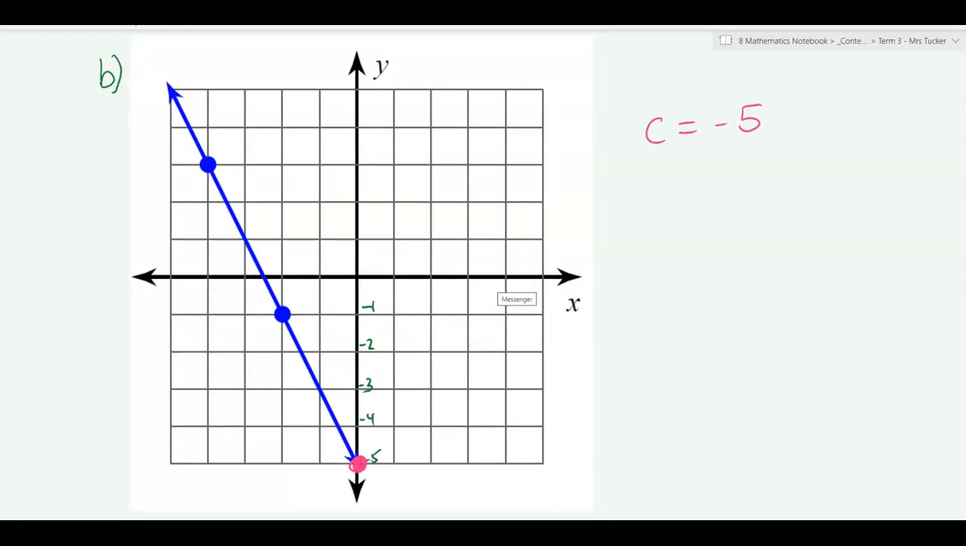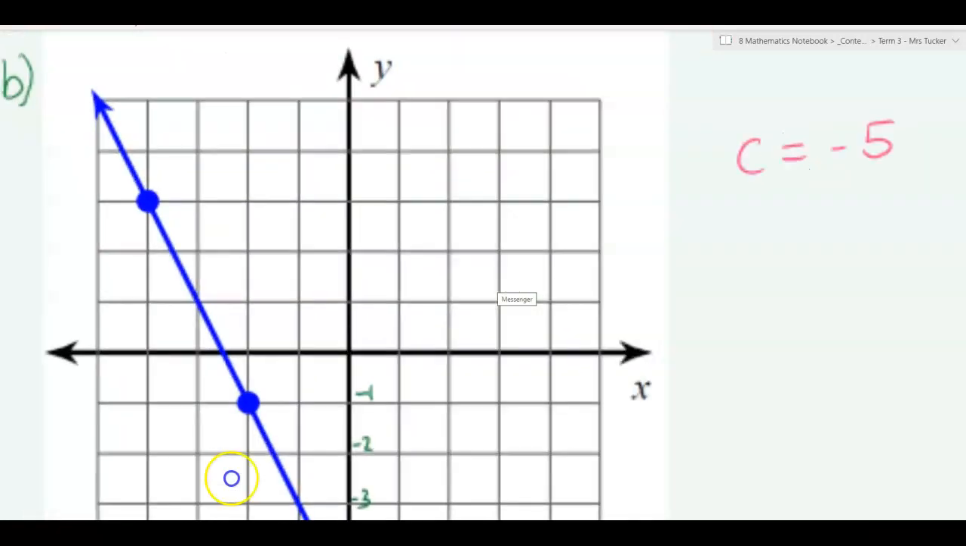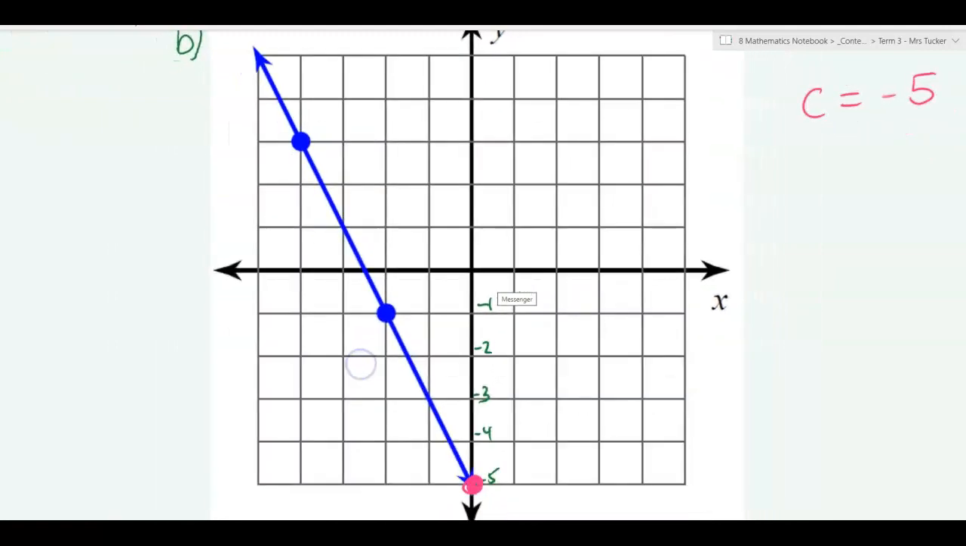This has shown you 2 points that we should be using. See the 2 circles? That won't happen on your test. We won't do points, but you want to pick 2 points that are nice to use. For example, you would not try to use this point here. Why would I not use that point there? So let's use that point there and that point there.